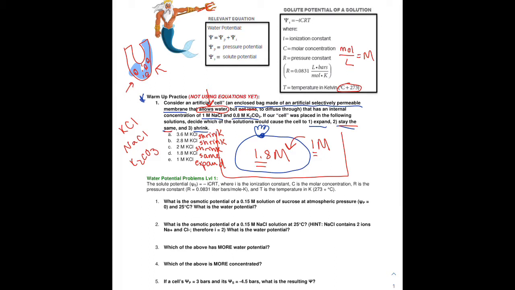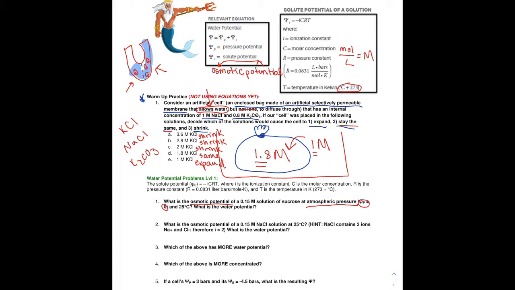Got it. What is the osmotic potential of a 0.15 molar concentration of sucrose at atmospheric pressure? That's important because whenever you see that, it means that pressure is equal to 0. And at 25 degrees, what is the water potential? Okay, osmotic potential is the same thing as solute potential, so make a note of that so you don't get those confused. These are the same thing: solute potential and osmotic potential.